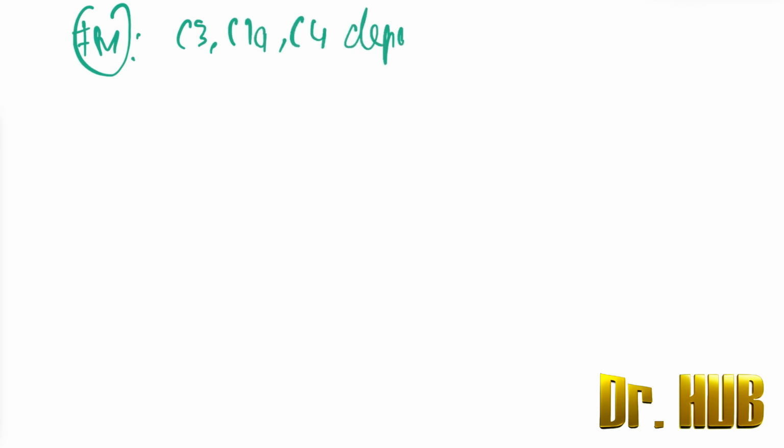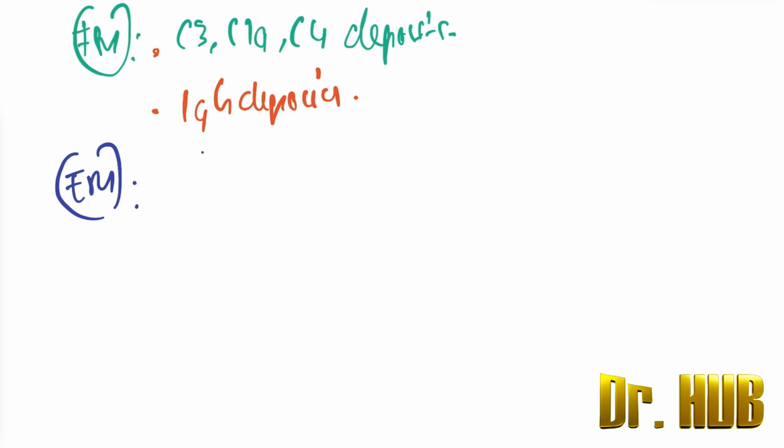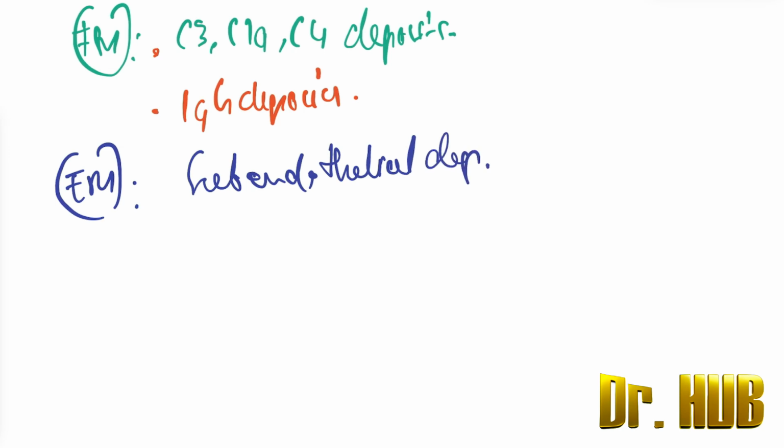Next, we look at the fluorescence microscopy. There are C3, C1q, and C4 deposits, and there are also IgG deposits. Then we move on to the electron microscopy. Upon electron microscopy, it shows the subendothelial deposits.